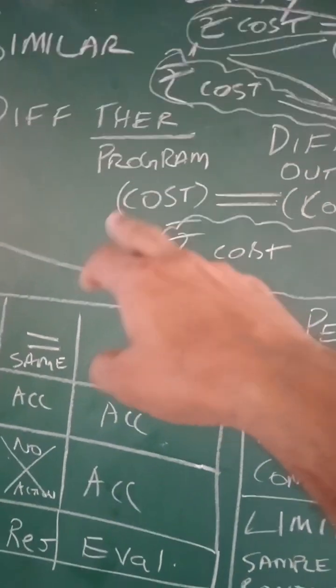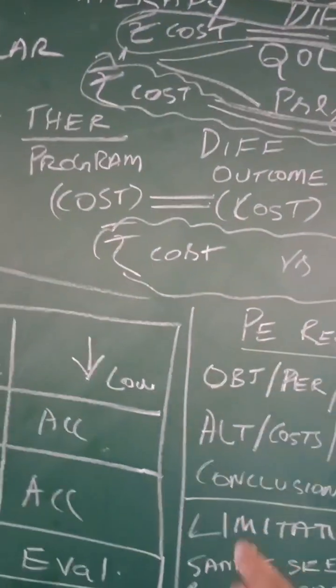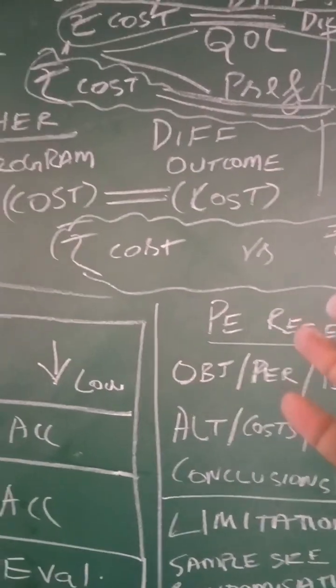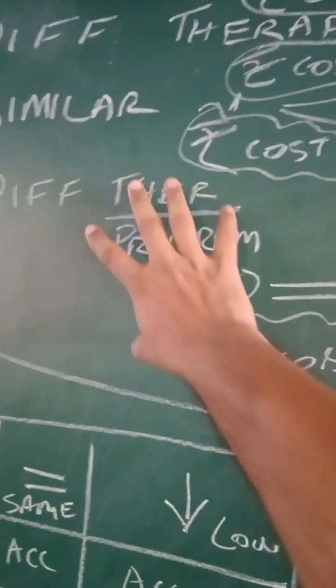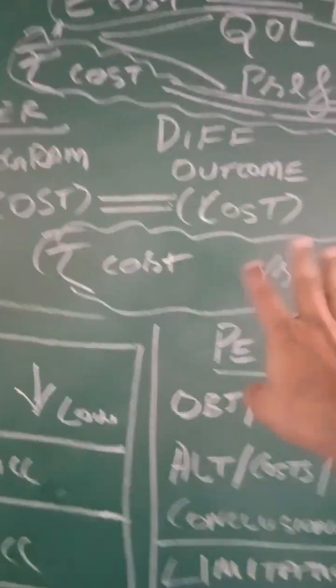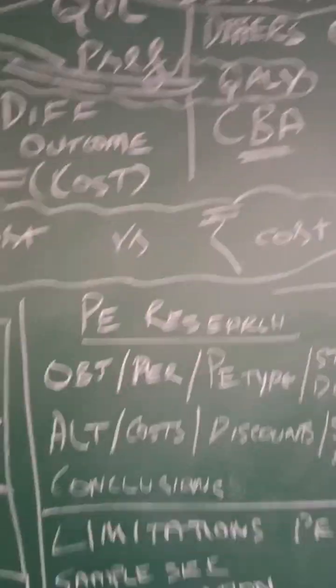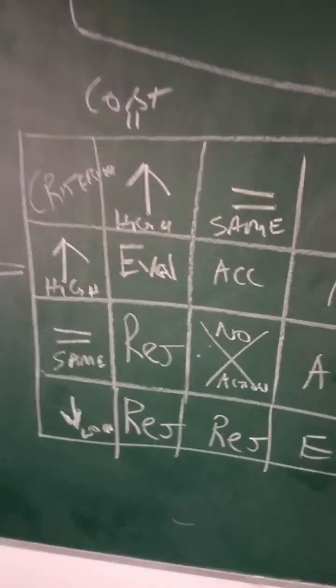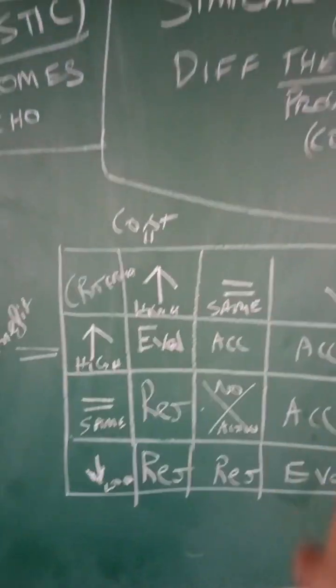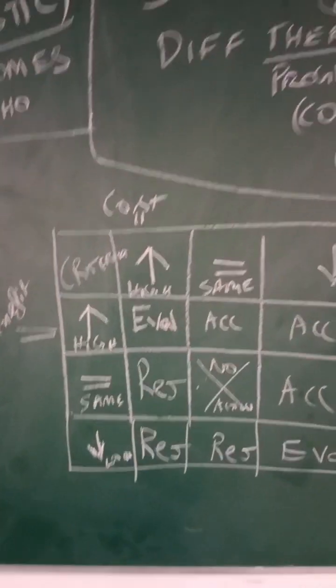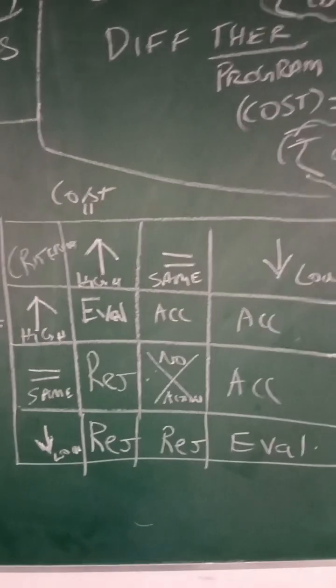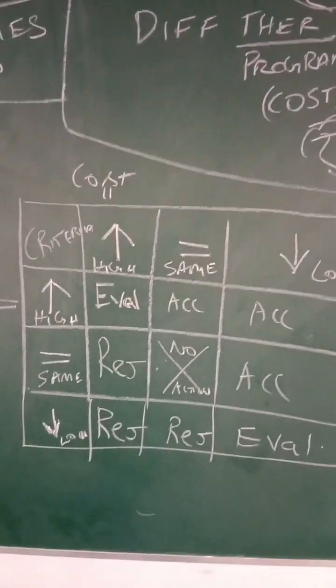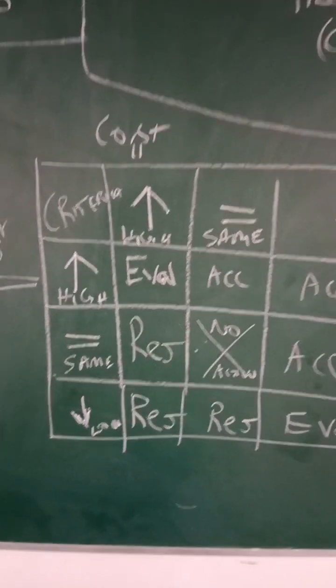Now, when we talk about different therapies or programs and the outcomes are also different, but the therapy or the program as well as the outcome is all equated in terms of cost versus cost, then it is going to be cost benefit analysis. Now, when we make a table of 3 by 3 or 4 by 4, and we track all this benefit versus cost, the criteria is very simple.